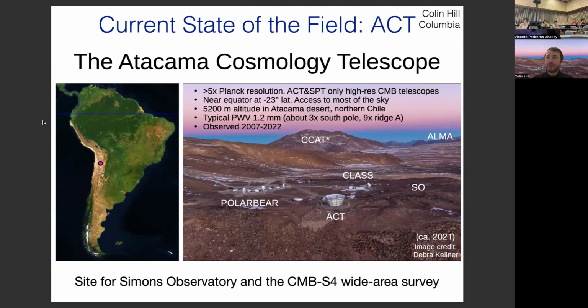So ACT is located in northern Chile. I've actually never been to the site, but I hope to make it there sometime in the coming years. This is what the site looked like in 2021. There's a few other CMB experiments that are also at the same place on Cerro Toco. Nowadays, actually, ACT has been taken away, and the Simons Observatory has filled out much of this area over here with new instrumentation. Later on, the plan is to build CMB-S4 also at this same site in the Atacama.